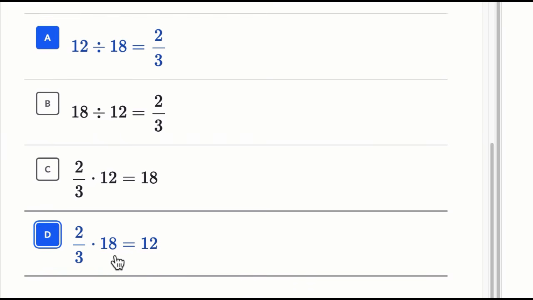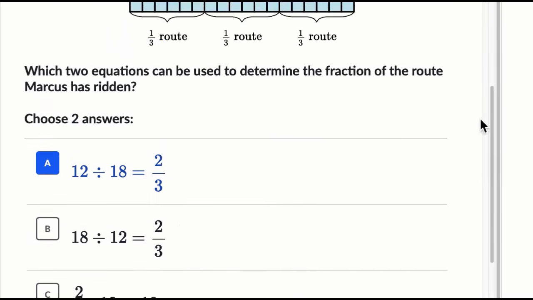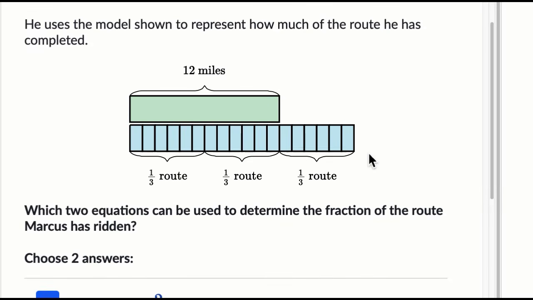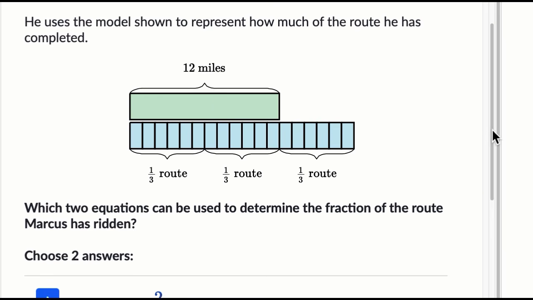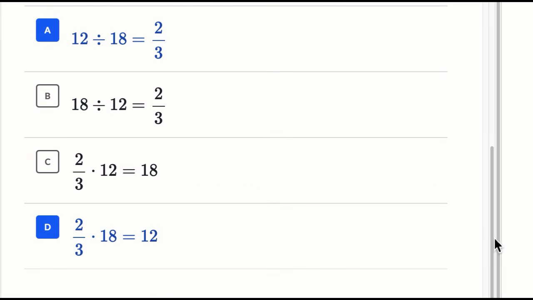but let's see if this makes sense. 2/3 times 18 is equal to 12. Yeah, and so that's the fraction that we've gone times the total should be how far we've gone. And we can see that right over here. 2/3 of 18, this whole thing is 18. We divided it into thirds, and then if we take 2 of those thirds, that is exactly 12 miles. So I definitely like choices A and D.